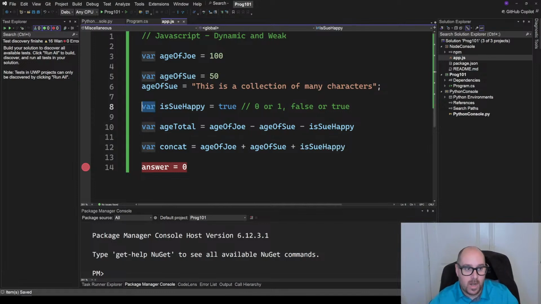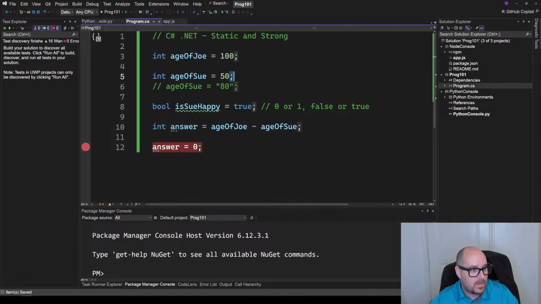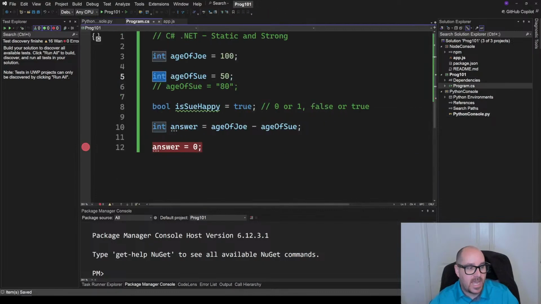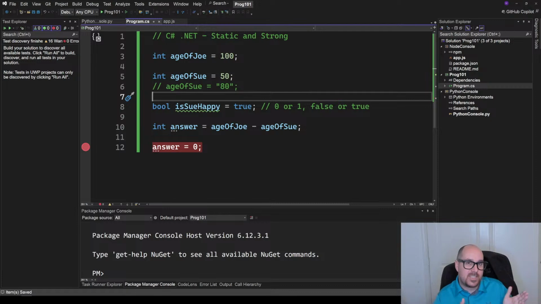Do you start with var? Do you end with a semicolon? Are you allowed to say what your types are? These are those types of syntax that you really want to sort of understand. And when you master that, it starts to get really, really easy to understand these things.